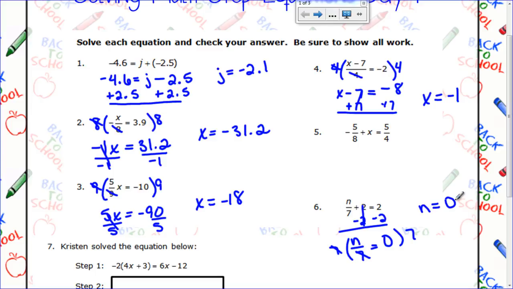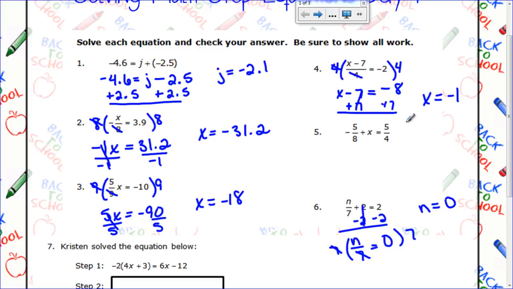Now number 5 is a little different. I have two different fractions. I've got negative 5/8 and positive 5/4, but there's an addition sign going on in between them. It's plus x, and so I don't really have to clear my fraction. You can if you want to, but I'm not going to worry about that.